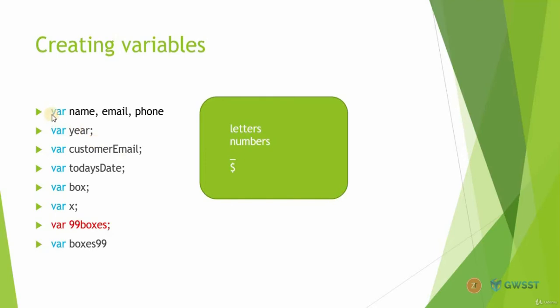You can use a keyword called var. That is how we can store the data inside variables. You can just give var and name, comma, email and phone number. Now basically what happens here is you have created three variables called name, email and phone number.